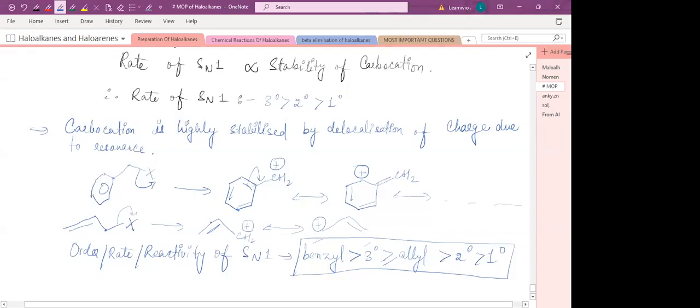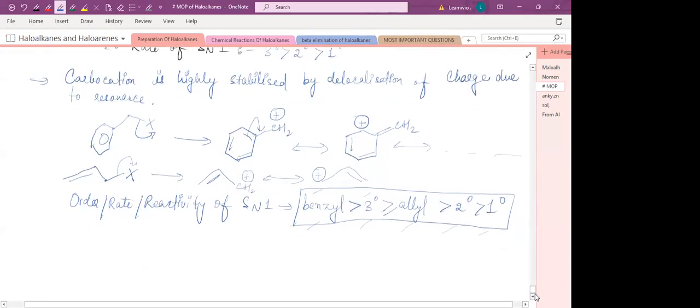Due to the double bond. So the more the double bonds and the more the benzene rings, the more will be the stabilization of the carbocation, and the more the stabilization of the carbocation, the more will be the rate, or the reactivity towards SN1 type of reaction, right? So that's why the sequence is benzyl highest, then 3 degree, then your allyl, and then 2 degree, and then 1 degree. Yeah. So just remember the sequence.